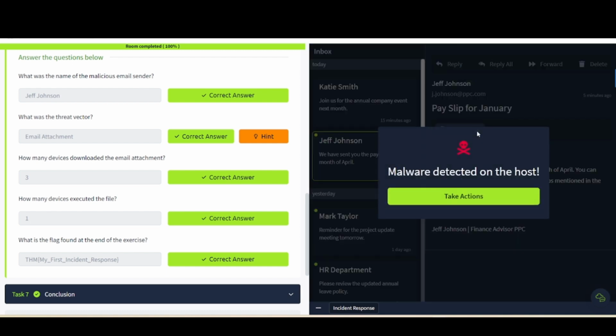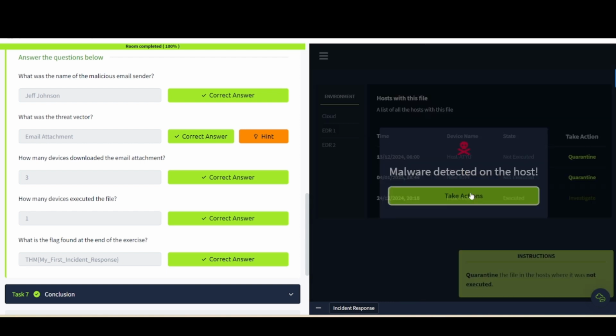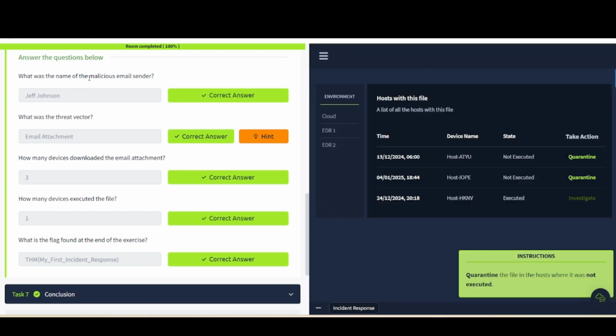And let's see here. Malware detected on the host. Take actions. All right, well, it says, what was the name of the malicious email sender? Jeff Johnson, as we saw there in the email. What was the threat vector? Obviously, it's an email attachment. It says it's a PDF, right? How many devices downloaded the email attachment?